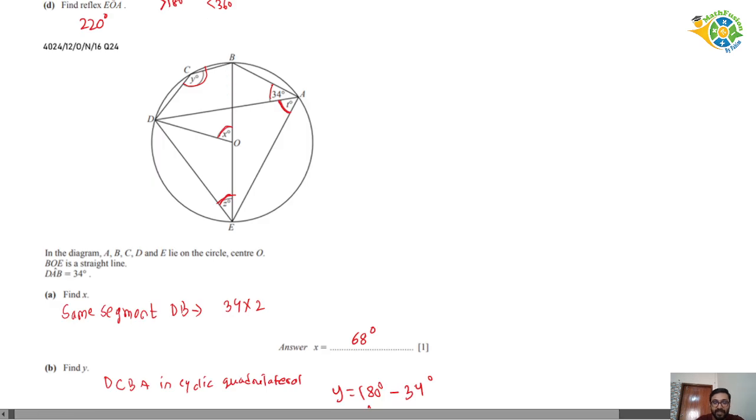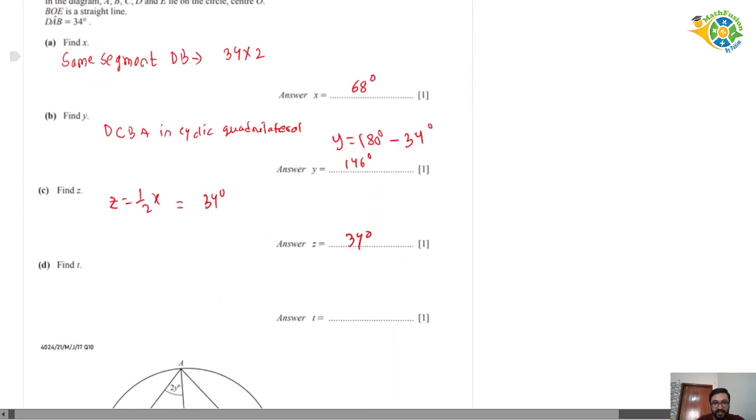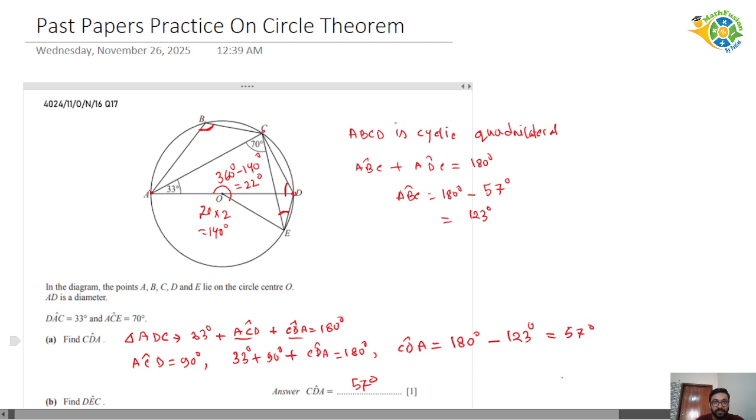Next we need to find T. So we know that DE is the diameter. So BAE equals the angle at a semicircle, which is 90 degrees. So T equals 90 minus 34 degrees, which is 56 degrees. So T will be 56 degrees. So these are some practice problems on circle theorems. Thank you.